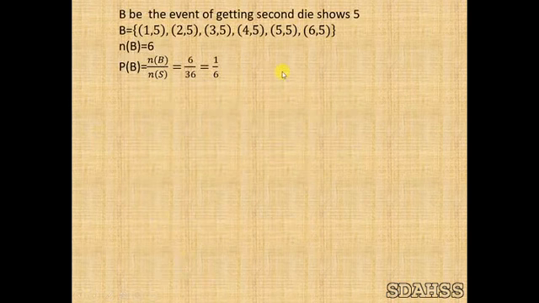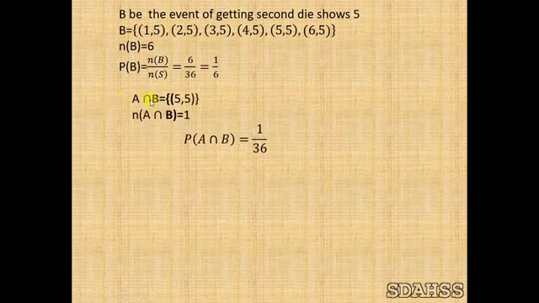Then B be the event of getting second die shows 5. So B is equal to 1,5, 2,5, 3,5, 4,5, 5,5, 6,5. Here the second die shows the number 5. Totally 6 outcomes. So N of B is equal to 6. Then P of B is equal to N of B by N of S, which is equal to 6 by 36. Cancel by 6 table. So you have 1 by 6.